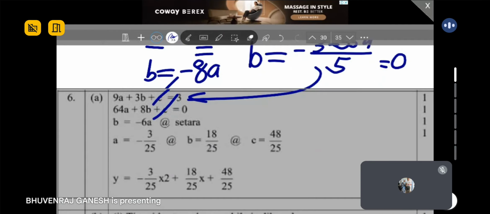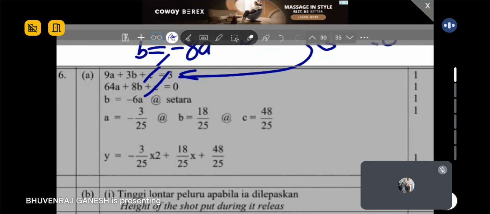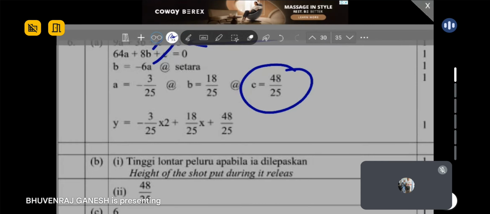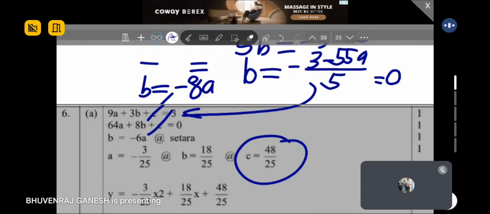Okay, so when X equal to 0, dia maksud dia apa guys? Dia maksud pintasan Y kamu. Am I right? Your Y-intercept. When X equal to 0, it refer to your C value, which is your Y-intercept. Okay, that's why kamu akan dapat jawapan 48/25 sahaja. Okay, it's your Y-intercept. Because X equal to 0. Macam ni.